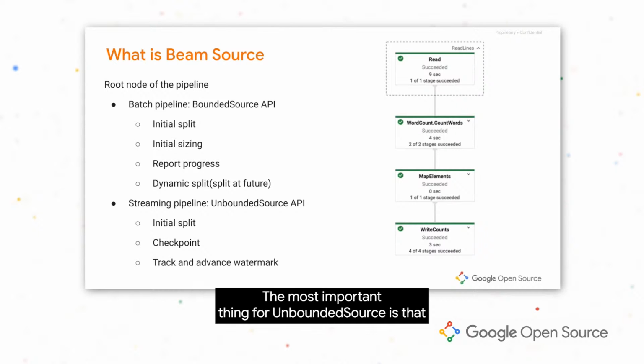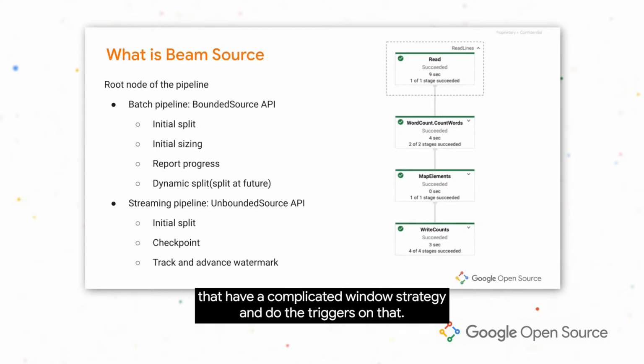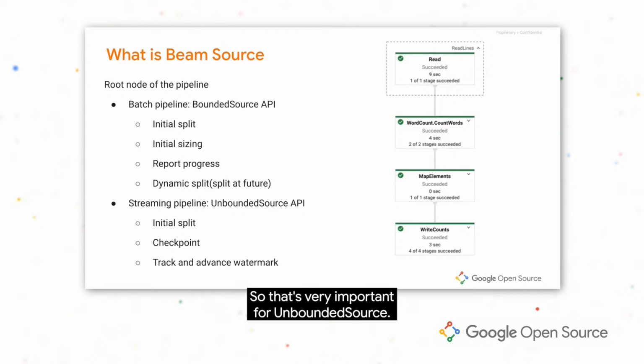The most important thing for an unbounded source is that we want it to track the watermark correctly, especially when several downstream operations have a complicated windowing strategy and use triggers on that. So that's very important for an unbounded source.